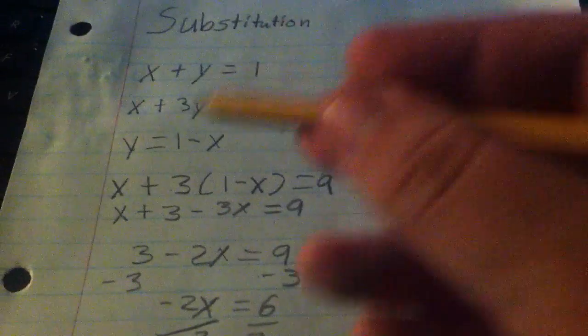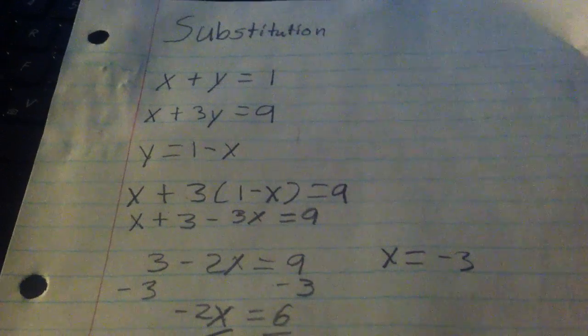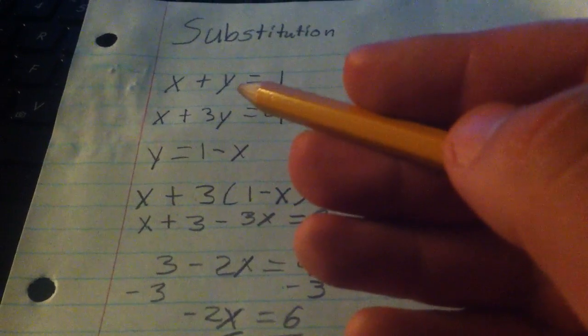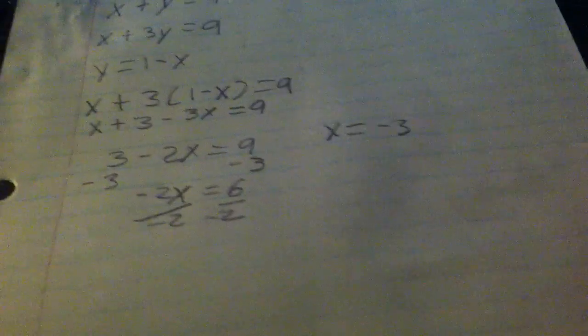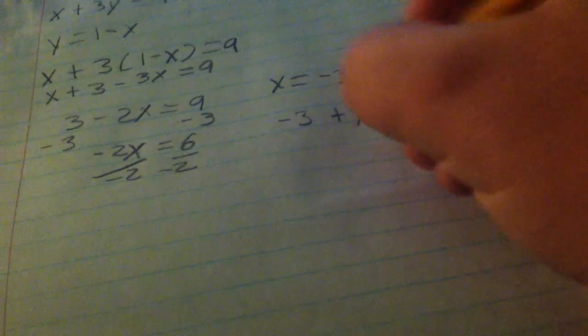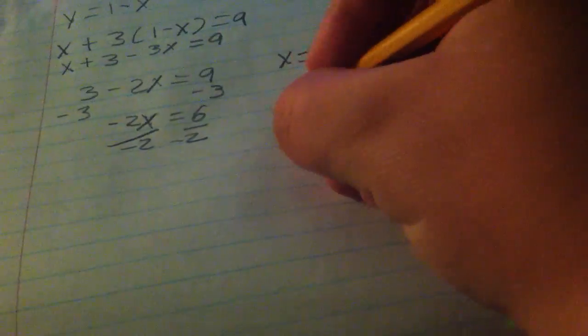Now with this answer, you can just, once again, substitute. You can substitute it back into one of the equations. I would definitely suggest it being the first one because the first one has no coefficients in it. So now you have negative 3 plus y is equal to 1. Add 3 to both sides. And now you have y equal to 4.